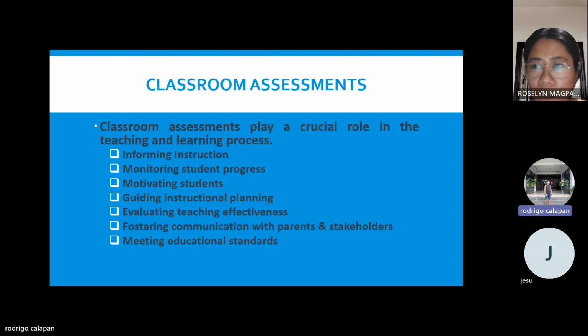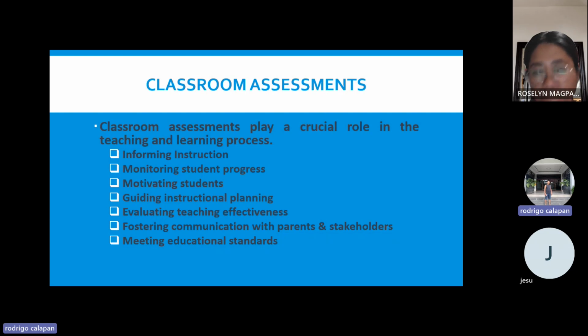And the sixth one is, of course, fostering communication with parents and stakeholders. Assessments provide valuable information to share with parents and guardians regarding their child's progress and areas of improvement. There should be regular communication between parents and teachers about assessment results, because this will somehow promote a collaborative relationship between teachers and parents, enhancing the overall support and guidance which will be provided to our students.